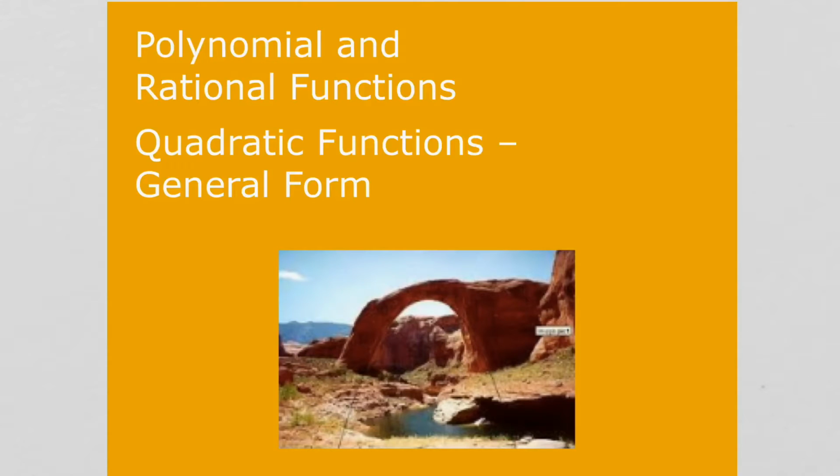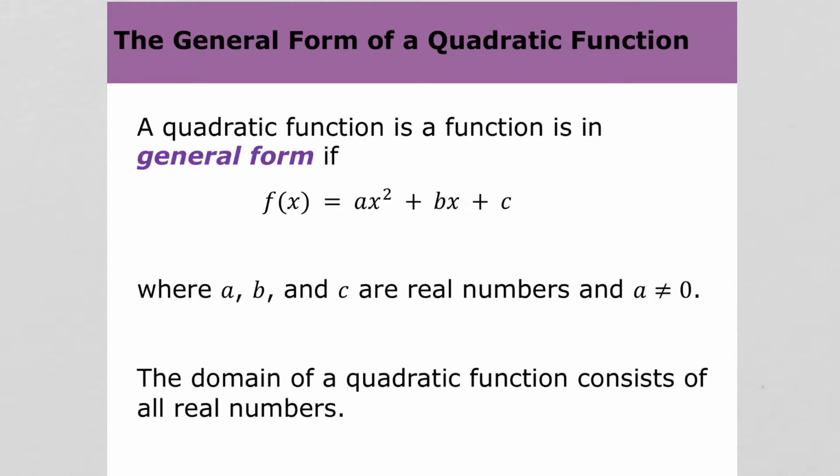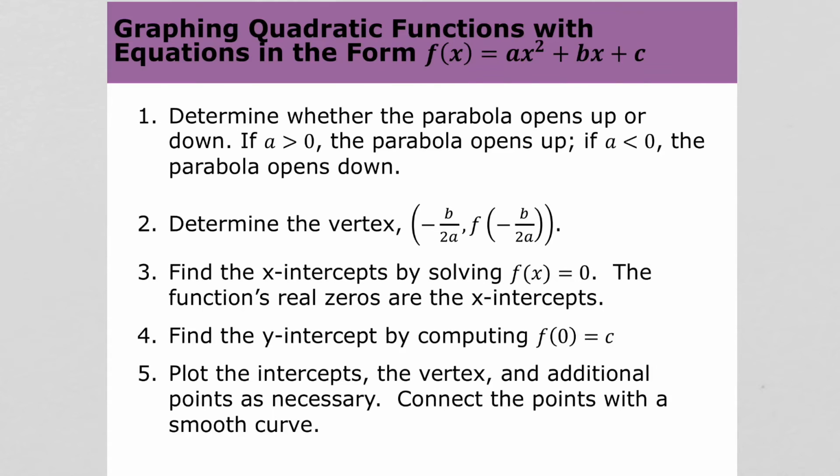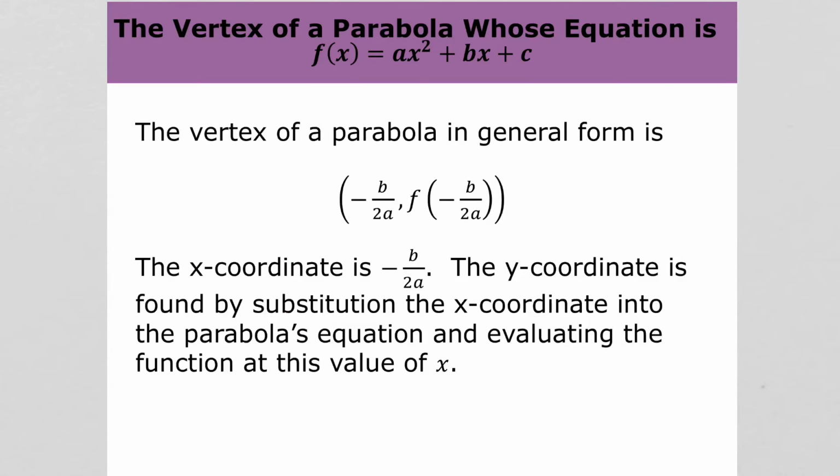In this section, we're going to talk about quadratic functions in general form. A quadratic function in general form is f of x equals ax squared plus bx plus c, where a, b, and c are just numbers. Of course, a quadratic function is a parabola, and the vertex of the parabola using general form can be found with the little formula negative b over 2a.